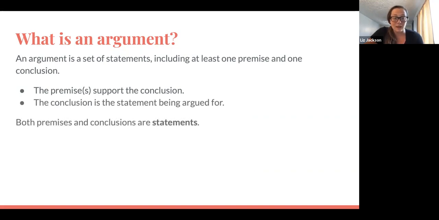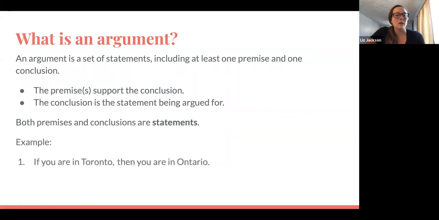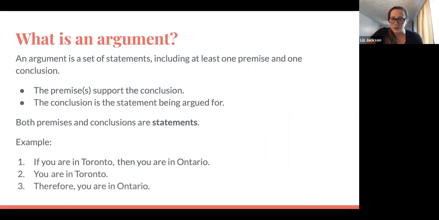Both premises and conclusions are statements. Here's an example. If you are in Toronto, then you are in Ontario. You're in Toronto, therefore you are in Ontario. So premises 1 and 2 support the conclusion 3.